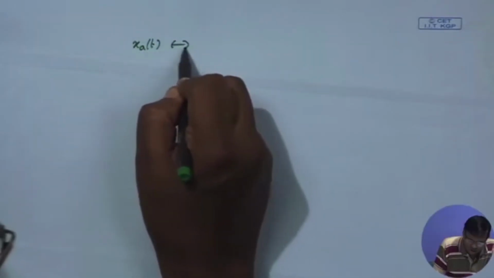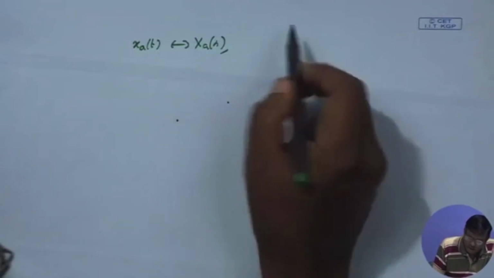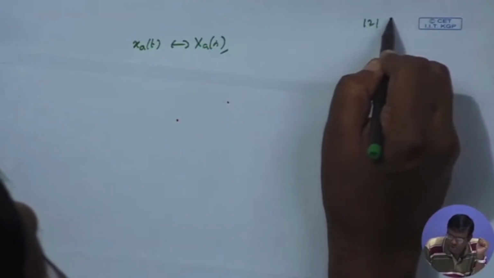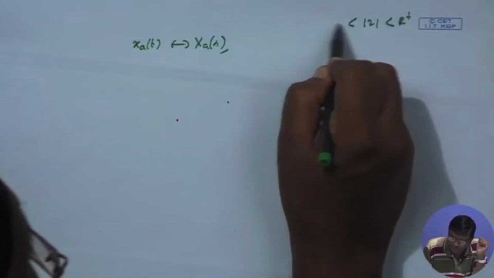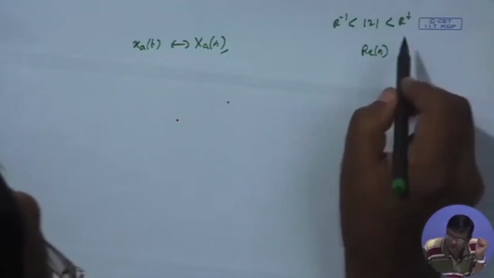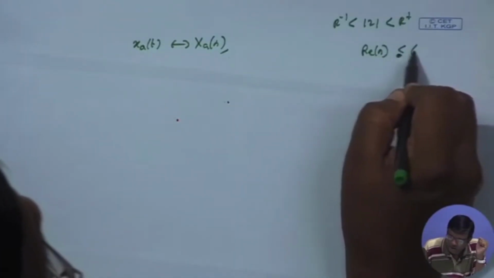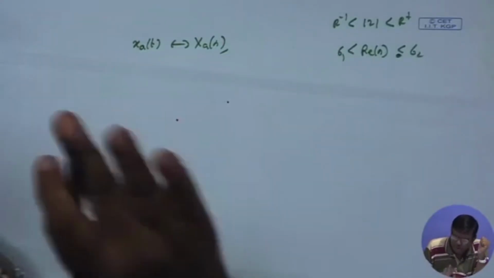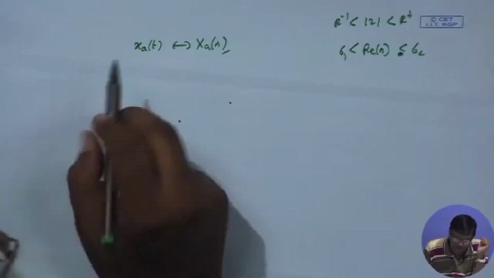Okay. Some results from the Laplace transform will be useful here, but I am not going to prove them. Suppose x_a(t) has Laplace transform X_a(s), with some region of convergence. Like in the case of the Z transform, where we wrote |z| within some range, here it is the real part of s, that is sigma, within some range, sigma 2 to sigma 1. This is how we denote it. But anyway, some ROC; I am not writing the ROC here.